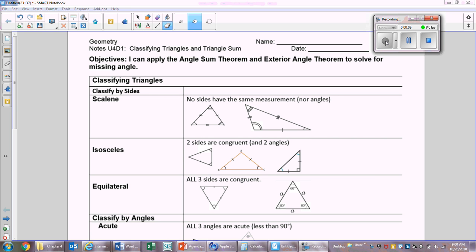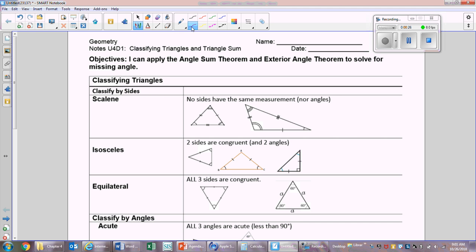In this section of the note, we're going to be going over the objective. I can apply the angle sum theorem and exterior angle theorem to solve for a missing angle. Before we go in depth on triangle sum and the exterior angle theorem, we wanted to remind you of some things about triangles.